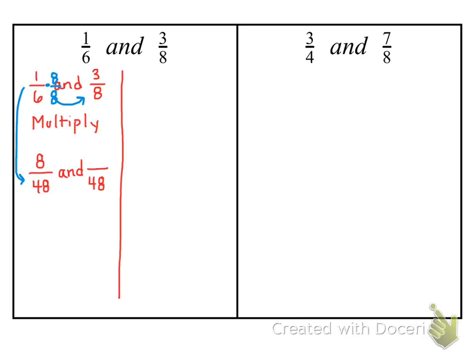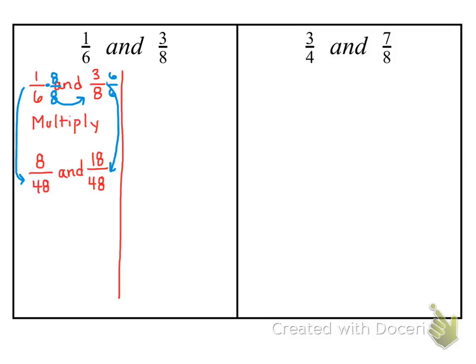When I look at 3/8 and I want to change it to something over 48, I think 8 times what is 48? I know that 8 times 6 is 48. So I'm going to multiply this fraction by 6 over 6. I know 8 times 6 is 48. So I have to do 3 times 6, which is 18. So I have 8/48 and 18/48.